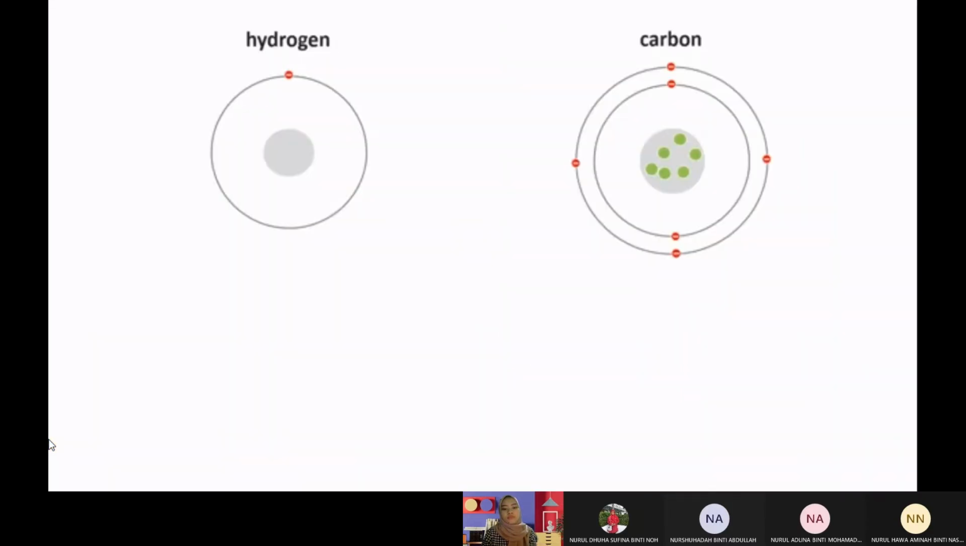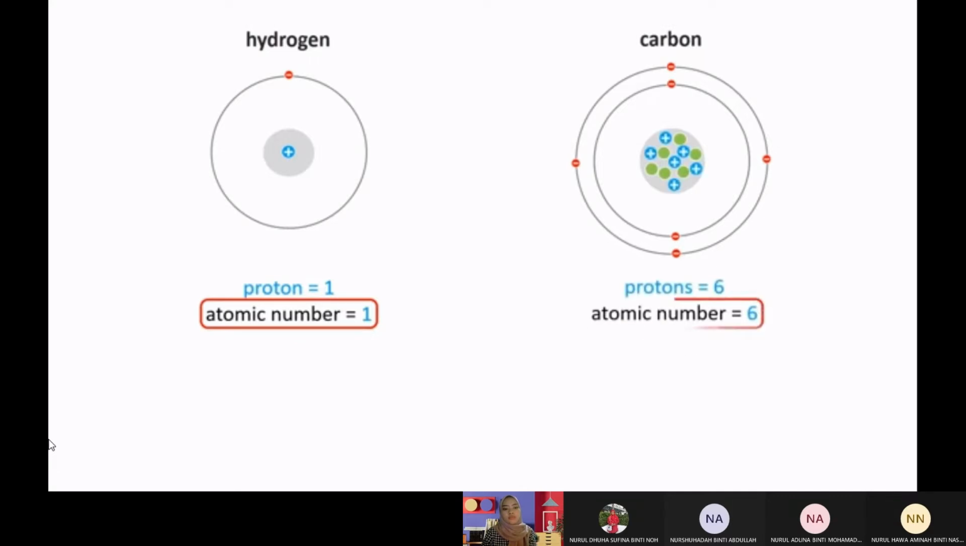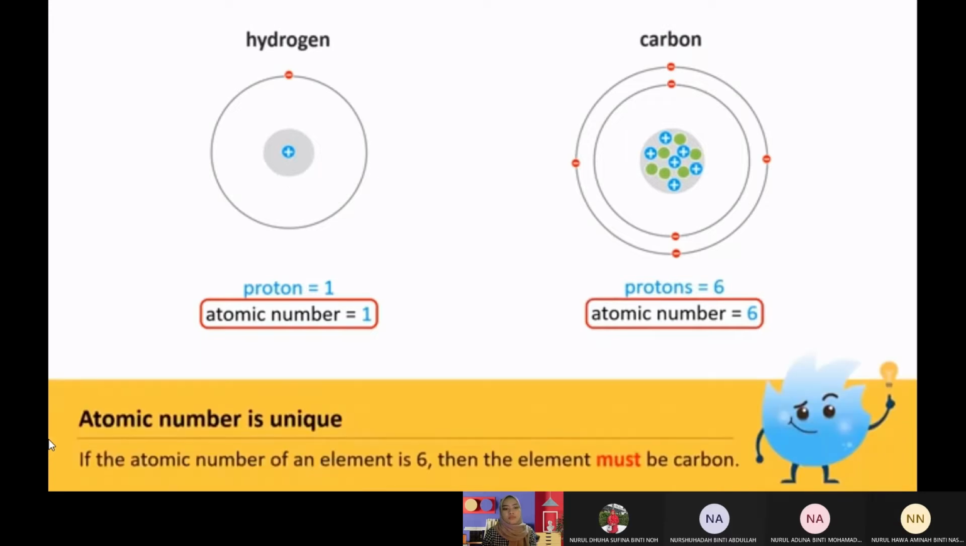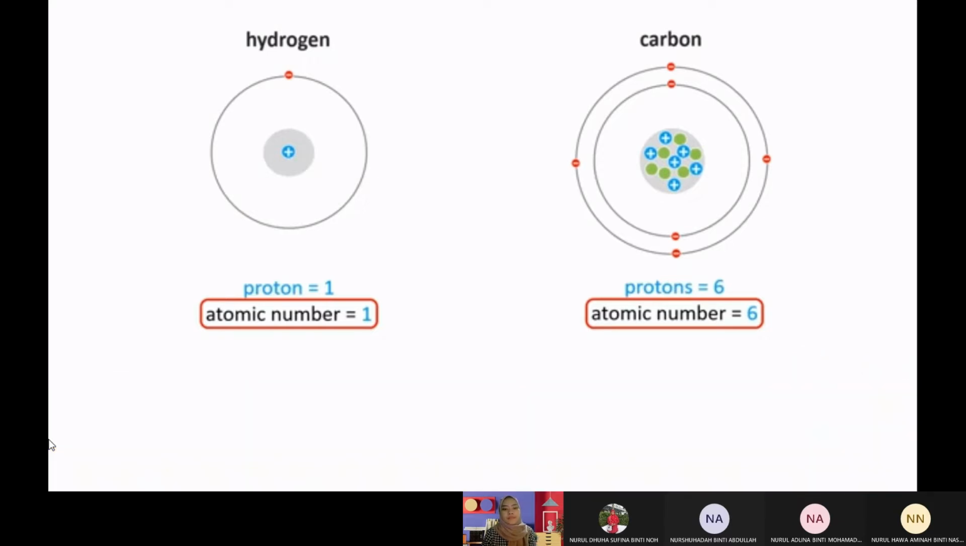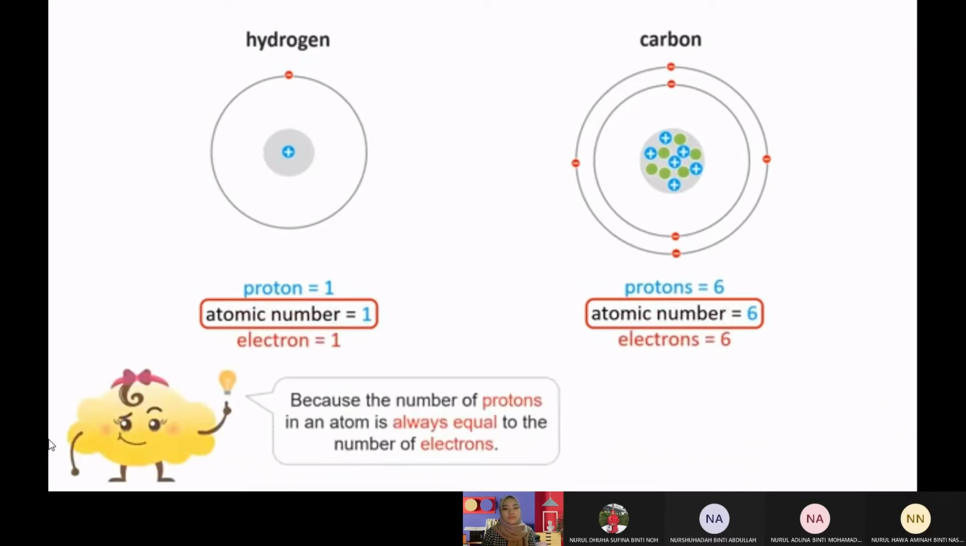Take hydrogen, for example, with only one proton in its nucleus. So, its atomic number is also 1. No other element has an atomic number of 1. Carbon has 6 protons. So, its atomic number is 6. If the atomic number of an element is 6, then that element must be carbon and nothing else. Now, the atomic number also tells us the number of electrons. You know why?